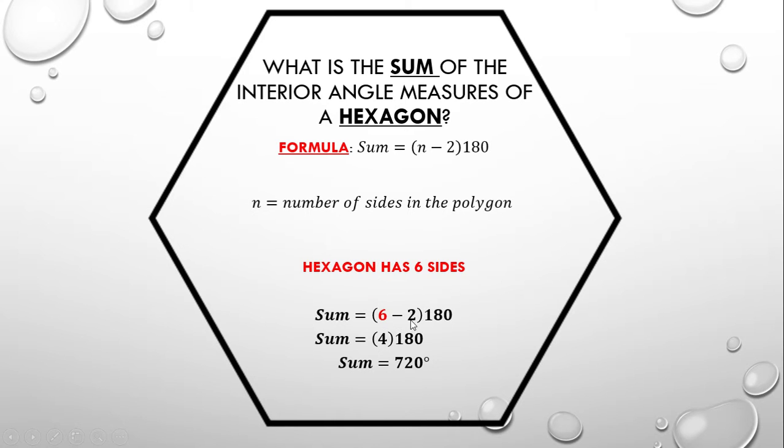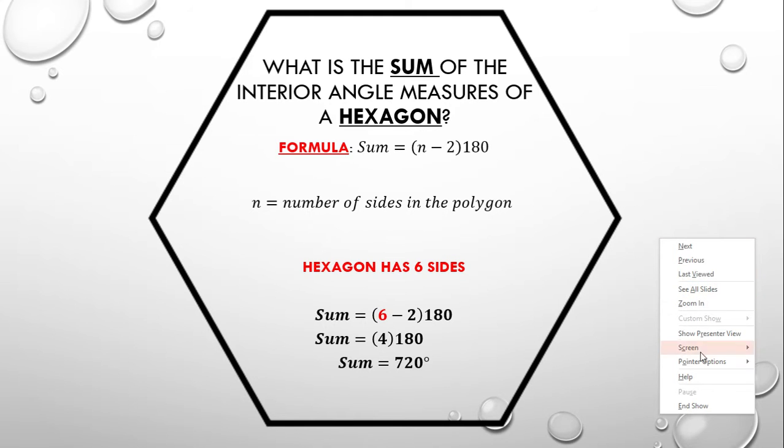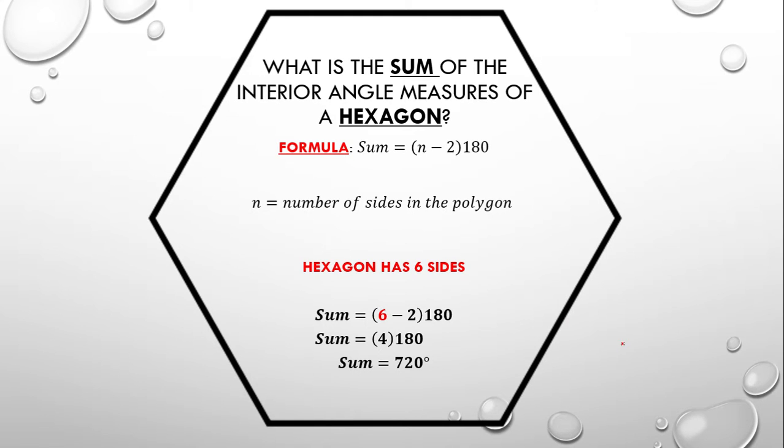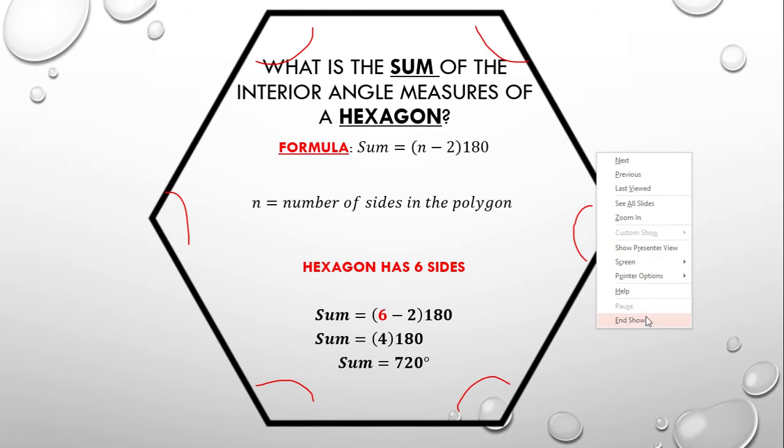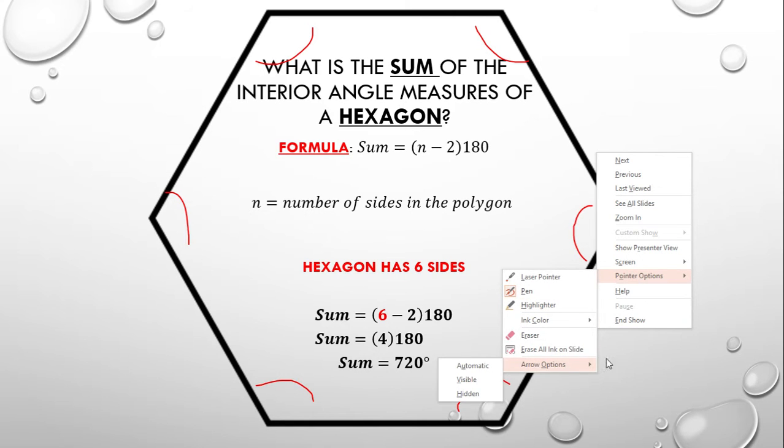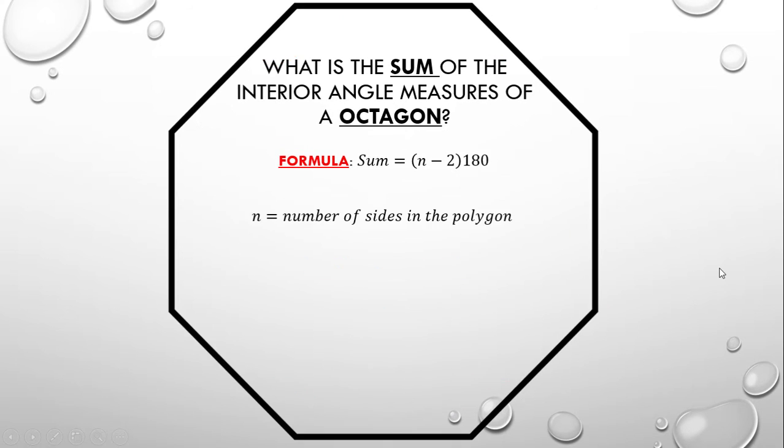Parentheses first, 6 minus 2, that's 4. Then you can multiply 4 times 180. You're going to get 720 degrees. So every single angle measure in your hexagon is going to add up to 720 degrees. Let me show you what I mean. This angle, this angle, this angle, this one, and this one. All 6 angles are going to add together to be 720 degrees. Okay? Let me go ahead and get my arrow back so we can move forward to the next one.